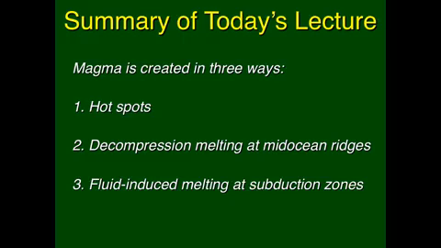The second way that magma is created is decompression melting at mid-ocean ridges. Here, where the plates are spreading apart, the pressure on the underlying mantle lowers, and this results in partial melting. The third way that magma is created is by fluid-induced melting at subduction zones. Here, sediments lying on top of the subducting plate lower the melting temperature of the rock, and this leads then to the production of magma.